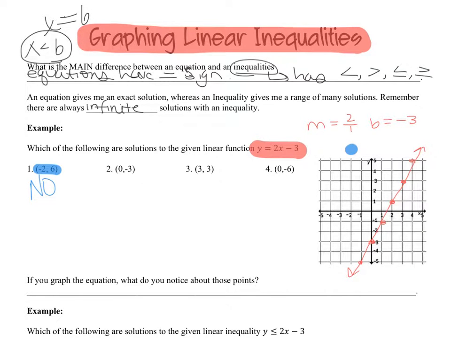So now I'm going to look at the next one. 0, -3. Plot that. 0, -3. That's right there. Would that be considered a solution? Yes. How come? It's on my line. So go ahead and pause this video and try the next 2.